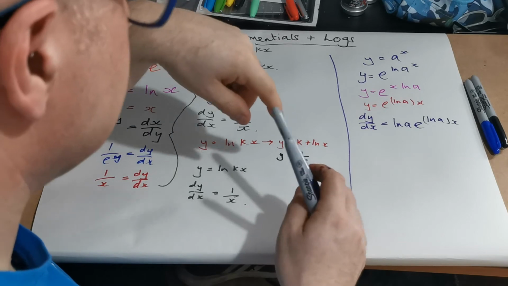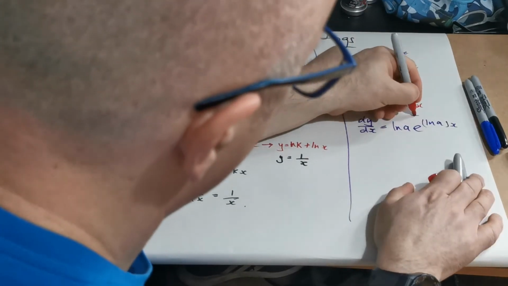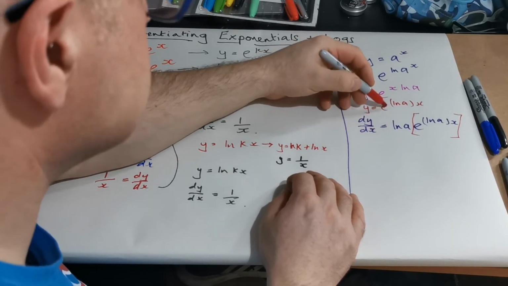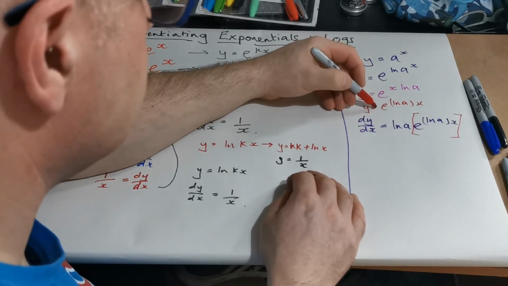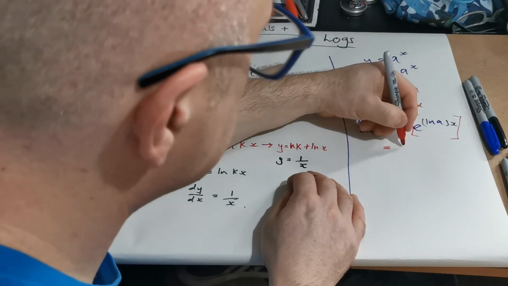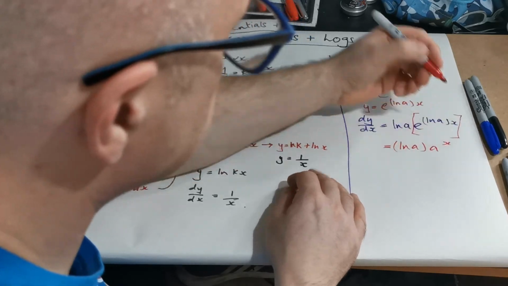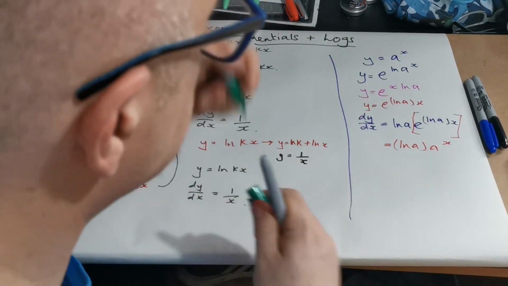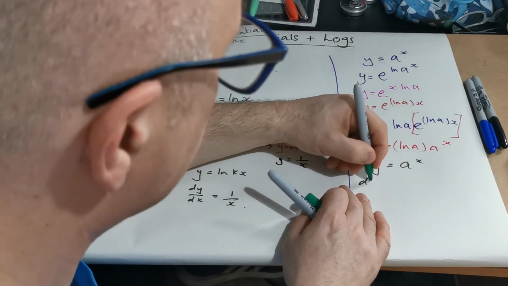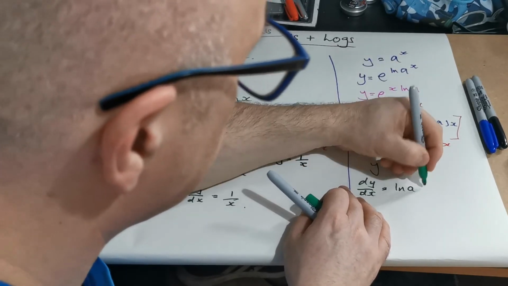So this bit here, looking back, is that there, which is what y is, but y is also equal to a to the x, so that is equal to ln a times a to the x. So the differential, if y is equal to a to the x, then dy by dx is equal to ln a times a to the x.